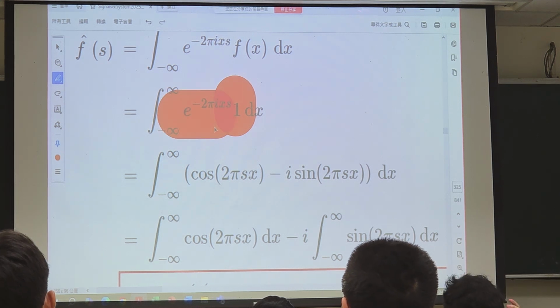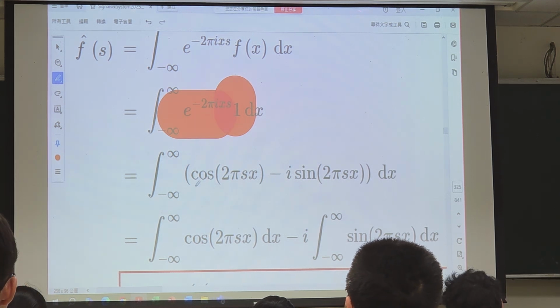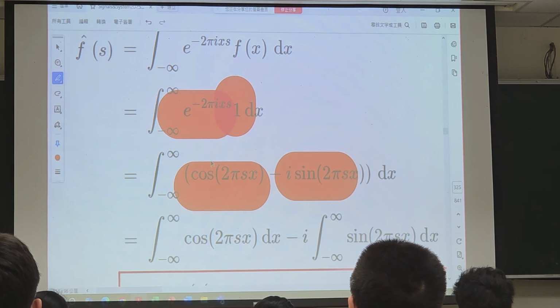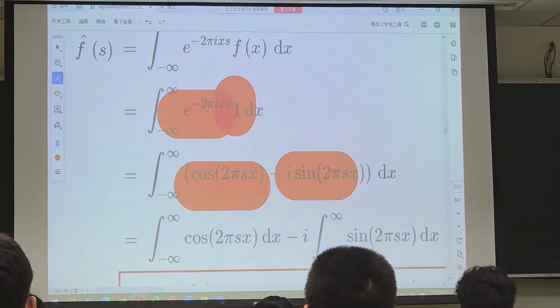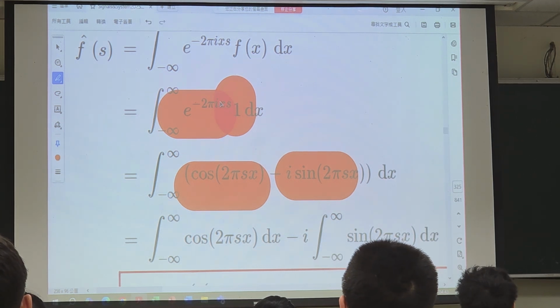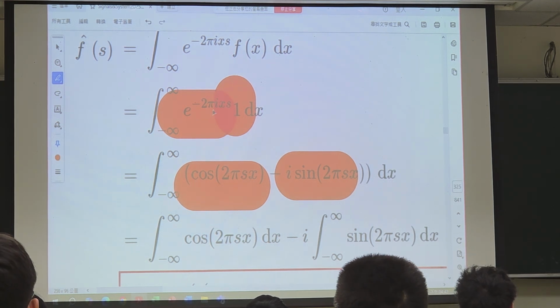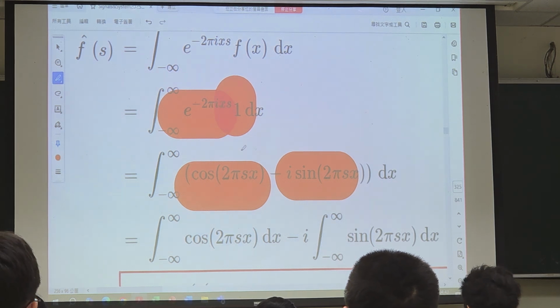Okay, the way we derive this is to express this complex exponential function as the combination of a cosine function and a sine function, by using Euler's formula. So e to the negative 2 pi i becomes j, so e to the negative 2 pi j times x, where x is t actually, can be replaced by cosine of 2 pi t.